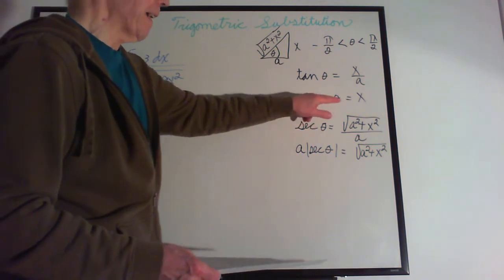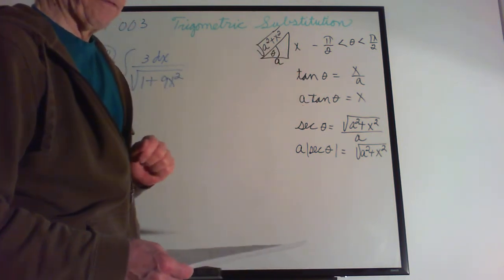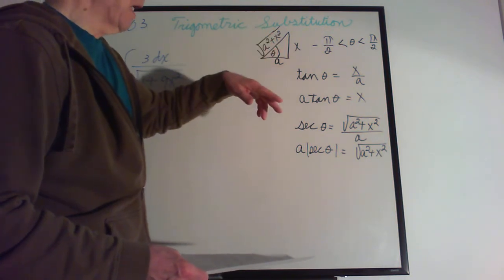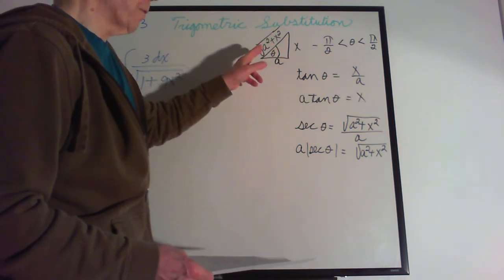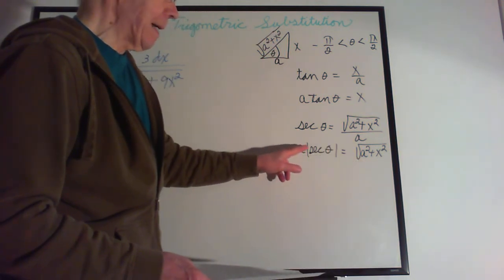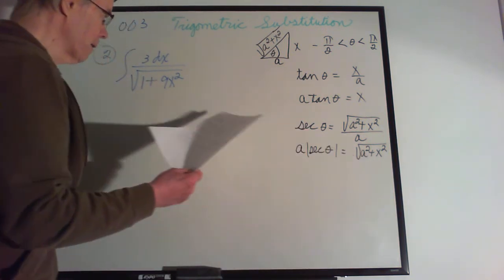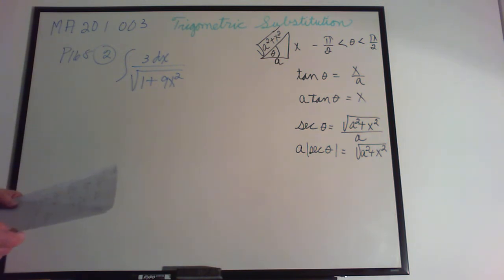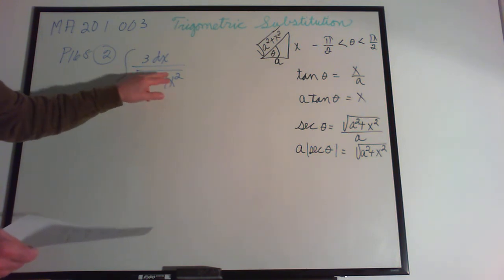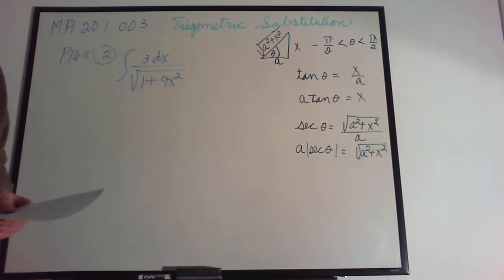This means that x is equal to a tangent theta, which means you could substitute it in for x. The secant is equal to the hypotenuse over the adjacent, which means that the hypotenuse is equal to a times the secant of theta. Notice that and that are very similar. This can be considered 1 squared, and you can make this 3x parentheses squared. So you'd have your x squared, and you'd have a plus.